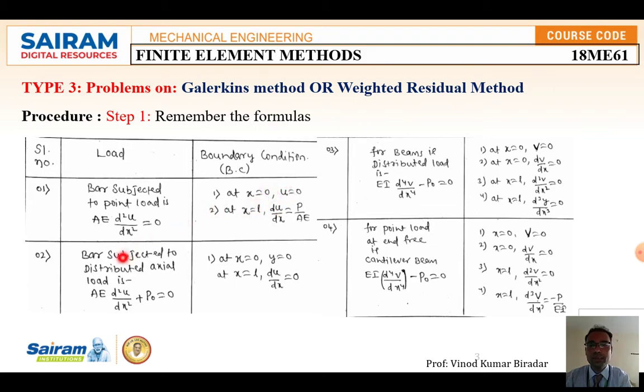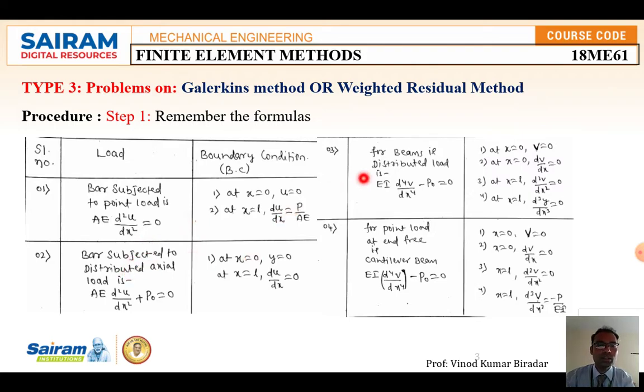The second type of problem is a bar subject to a distributed axial load. For this you use the formula AE d²u/dx² + p0 = 0, where p0 is the uniform distributed load. For this problem you apply these two boundary conditions: at x = 0, u = 0, and at x = L, du/dx = 0. So if the problem asks for a bar subject to a point load, use this formula and apply boundary conditions. For a distributed load, use the formula and apply boundary conditions.